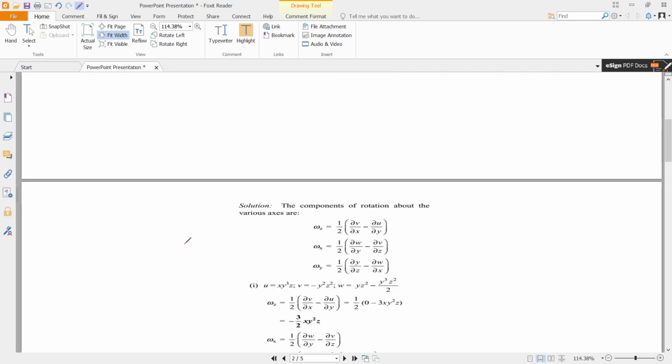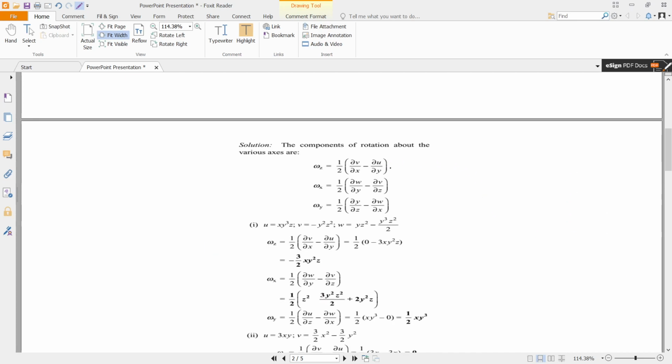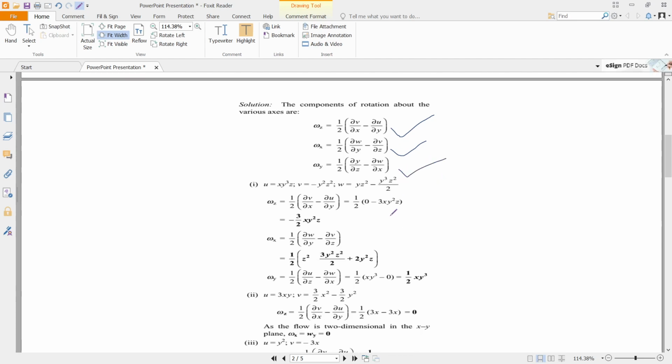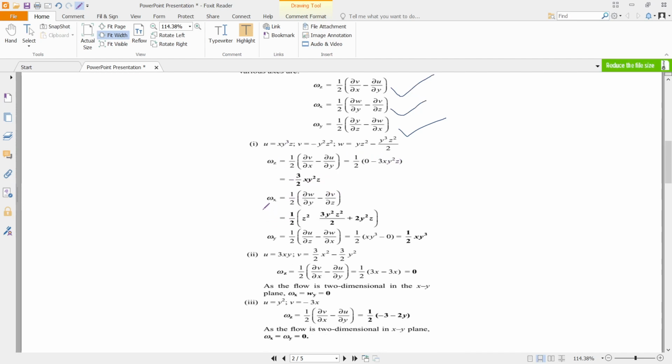So it is a very simple problem. The components, as I have just discussed, are omega z, omega x, omega y. For the first part, u is x y cube z, v is minus y square z square, w is y z square minus half of y cube z square. So omega z is half of del v del x minus del u del y. You find the partial derivative of v with respect to x, which is 0, and the partial derivative of u with respect to y, which is 3 x y square z. So this is omega z. Similarly, you find omega x and omega y, and that is the answer.